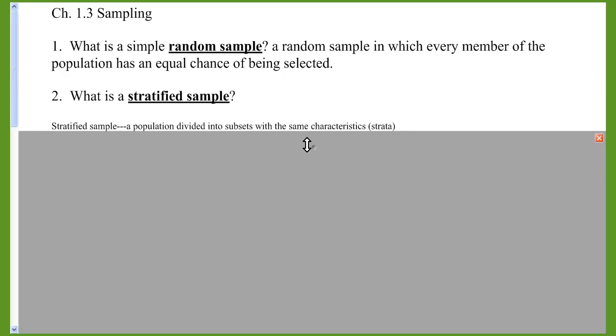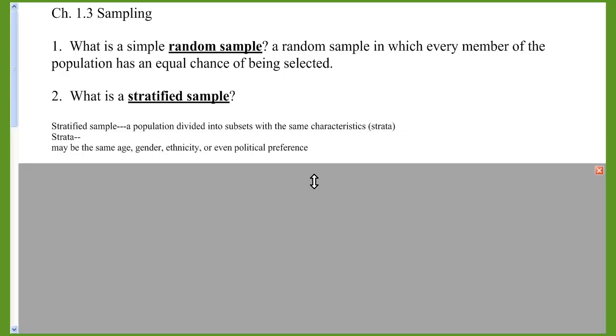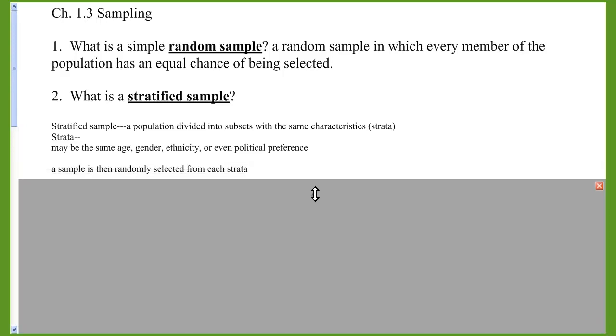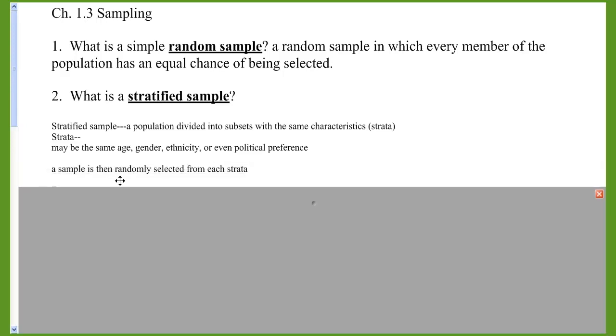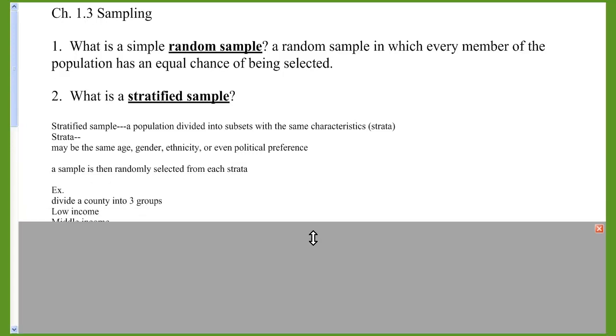You're going to break into groups or subsets according to some strata. So these are some characteristics. It might be age, gender, ethnicity, or even political preference. Let's say that I broke a group into female and male. Well, what you'd do is you'd go to that sample and you'd select some people and talk to them. Not all of them, some of the females and some of the males.